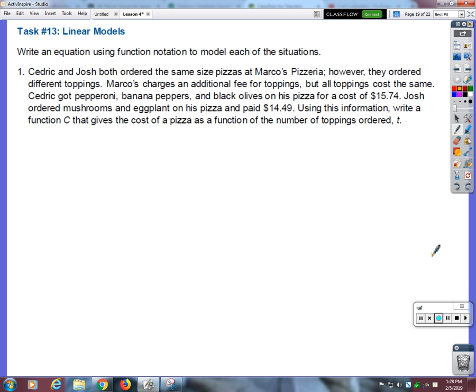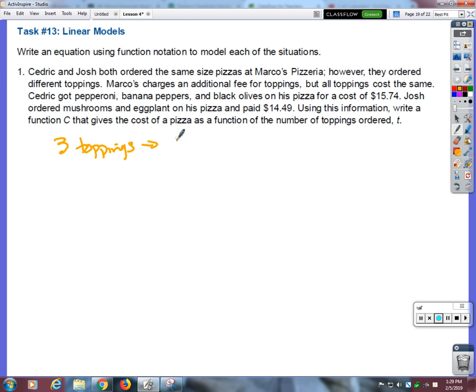All right, next one. Write an equation using function notation to model each of the situations. Cedric and Josh both ordered the same size pizza at Marco's Pizzeria. However, they ordered different toppings. Marco's charges an additional fee for toppings, but at Marco's, all the toppings cost the same. Cedric got pepperoni, banana peppers, and black olives on his pizza, and it cost him $15.74. So he got 3 toppings.